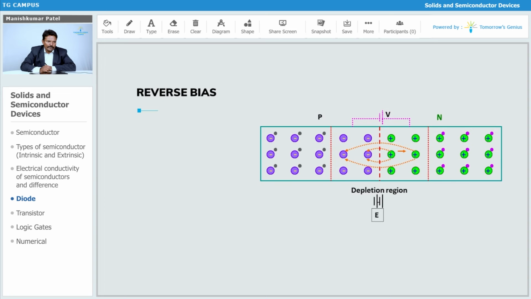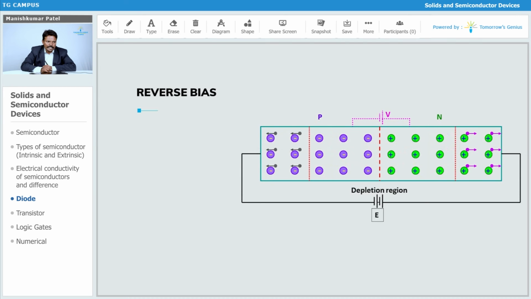So this is how we can say that initially the depletion region was this. Now after connecting it, let's say this is how we have connected. So you can see that the holes and electrons just move away. Since this is positive and this is negative, they just move away from your depletion region. So obviously the width of the depletion region goes on increasing. Definitely the barrier potential has also increased in this case.